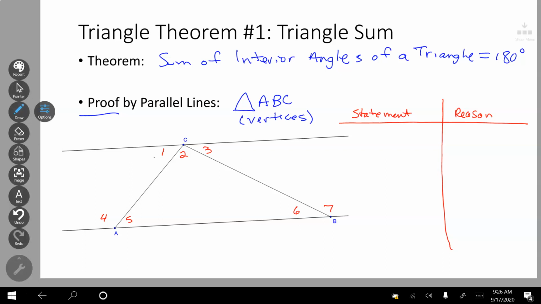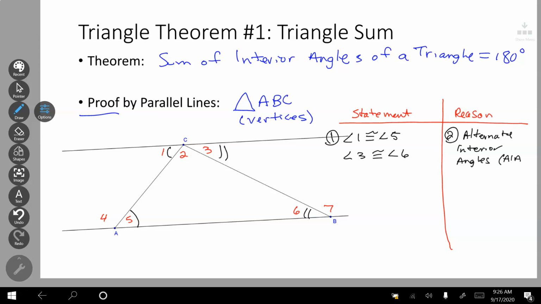So I labeled all my angles here, 1, 2, 3, 4, 5, 6, and I know that angle 1 is congruent to angle 5, and angle 3 is congruent to angle 6, and I use one arc for 1 and 5, and double arcs on 3 and 6. So my first statement is angle 1 is congruent to angle 5, and angle 3 is congruent to angle 6. And the reason I know this is alternate interior angles, which I call AIA for short.